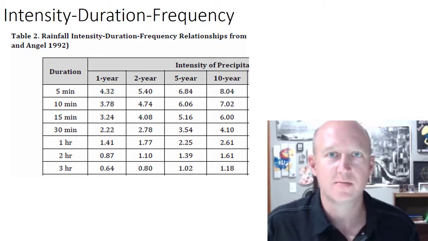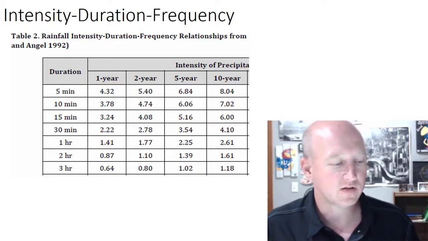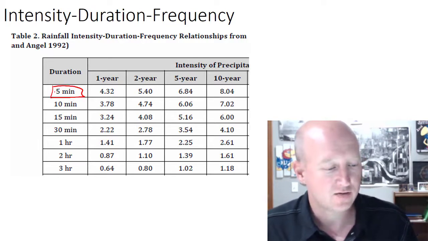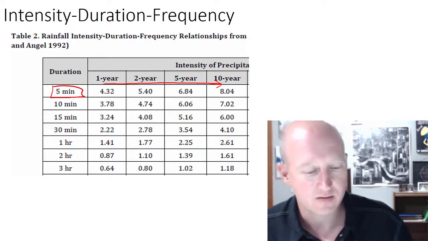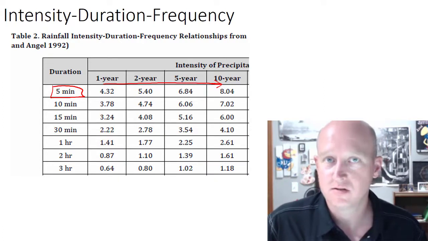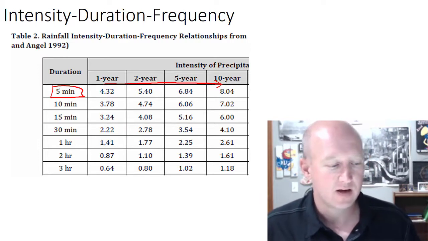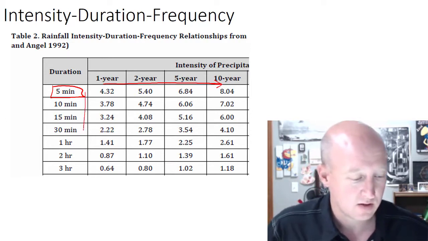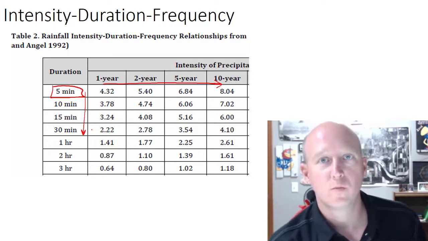So we need to understand the intensity, duration, frequency relationship. We can see that for a given duration storm, as you get to less and less likely events, the intensity is greater. So this is inches of water per hour. Also, we can see that as the duration of storm increases, the intensity decreases. And we know this to be true.